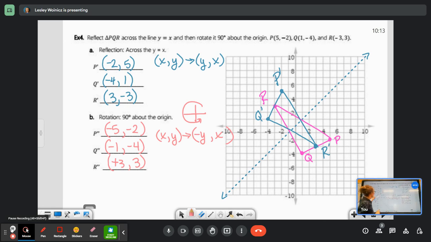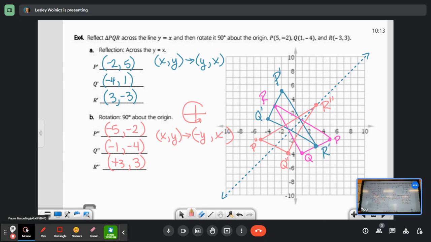Okay, plot your points. -2, 5 is here. That's P prime. -1, -4, that's Q. Whoops, that's double prime, guys. Q double prime. 3, 3. That's R prime. Double prime. Wowza. That was fun.